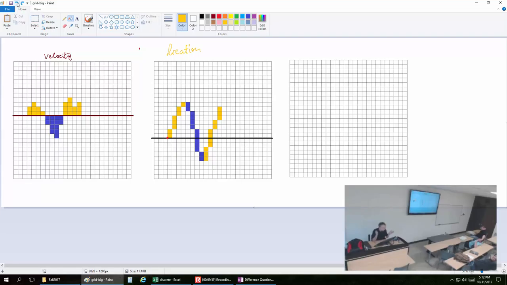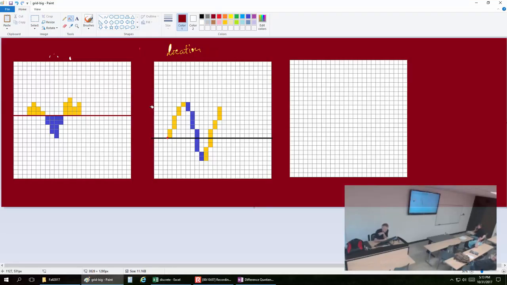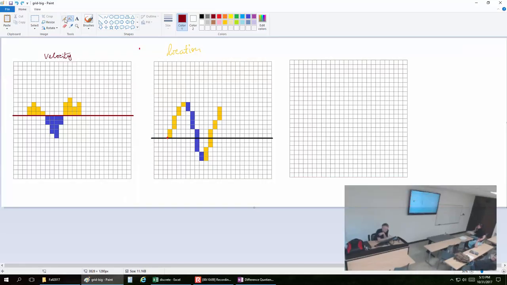Okay, and then I could continue on doing the same thing. Now I'm moving forward again. 1, 2, 3. 1, 2, 3, 4. 1, 2. 1, 2, 3, 4. I'm sorry, 3. Okay. So at the end of my trip, I am 7 miles in the original direction.